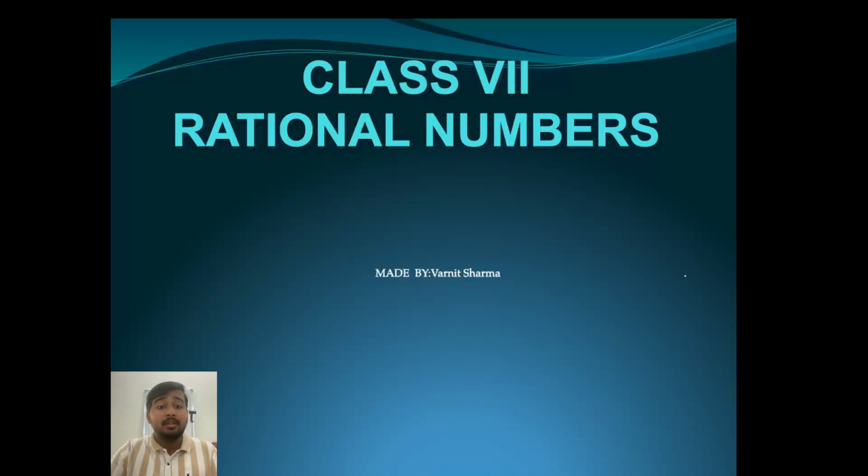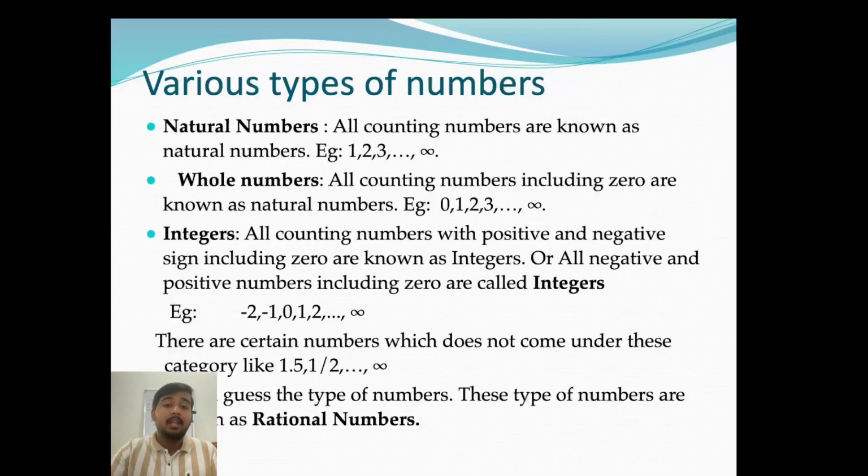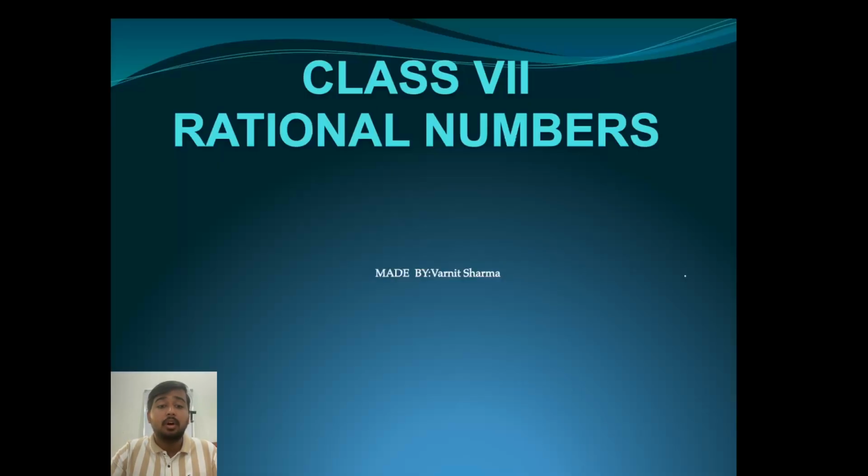Yes, natural numbers are those numbers which we use to count, right? Basically, we can say all counting numbers are known as natural numbers. For example, 1, 2, 3, and so on. Now, if I ask you what are whole numbers, could anyone tell me?